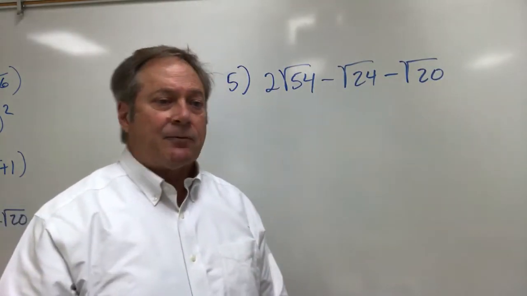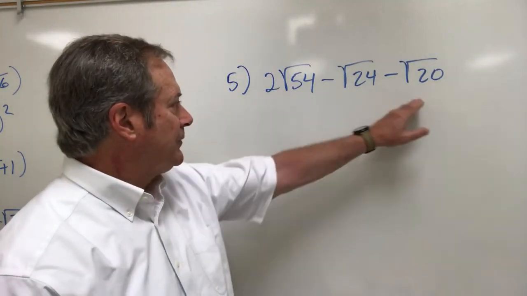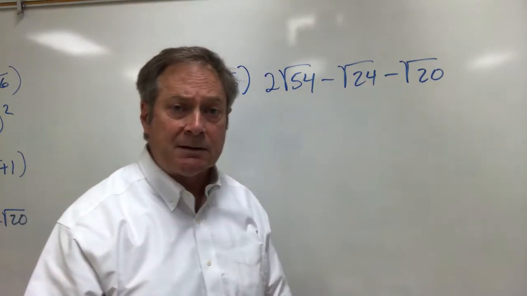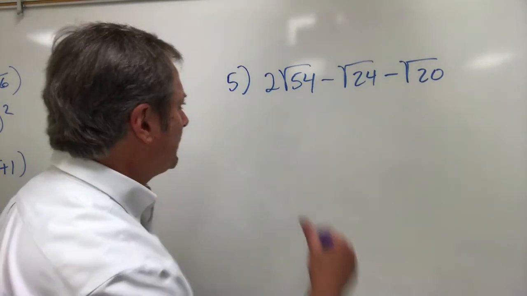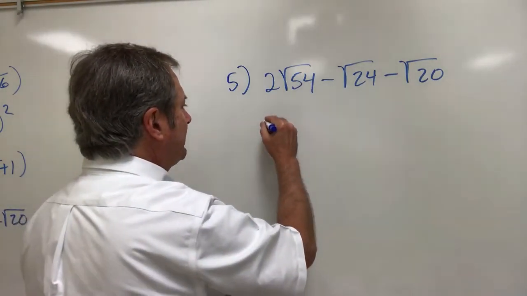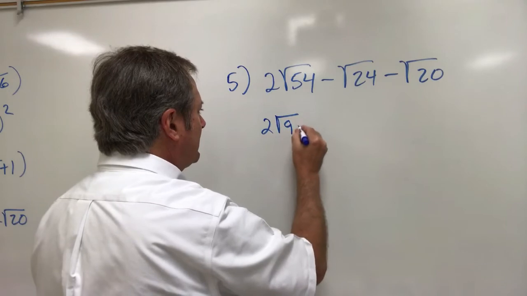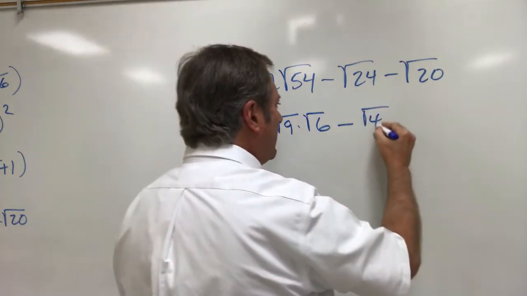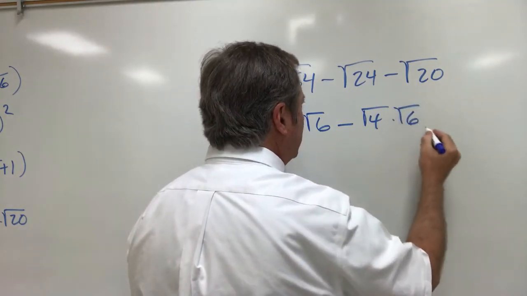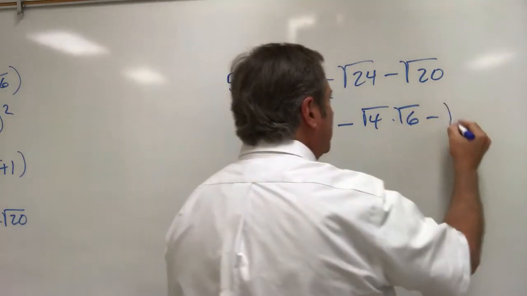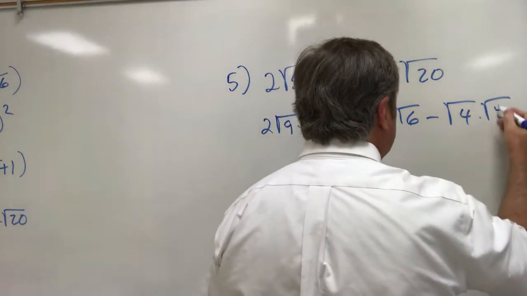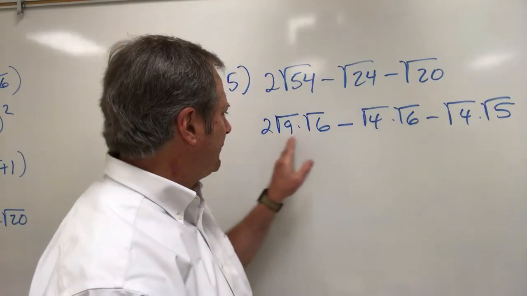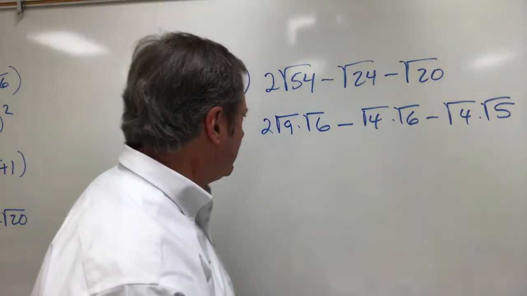All right, with number 5, we've got 3 terms with unlike radicands. However, we can break them down into things that have perfect squares. So instead of 2 times the square root of 54, we'll call that 2 times the square root of 9 times the square root of 6. Minus 24 will break down into 4 times the square root of 6. Minus 20 would be the square root of 4 times the square root of 5. Now, notice again, put the perfect squares first when you're listing these factors.